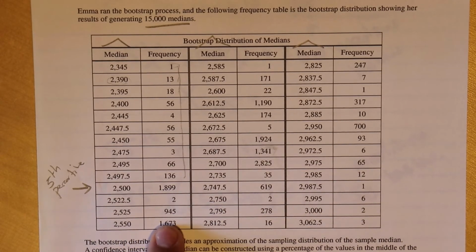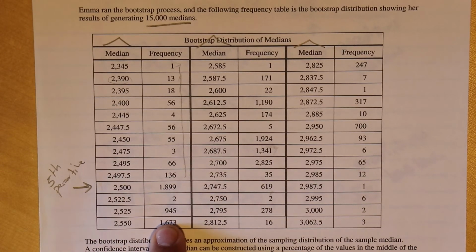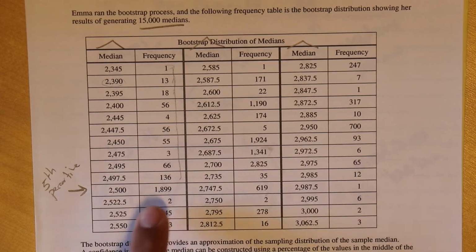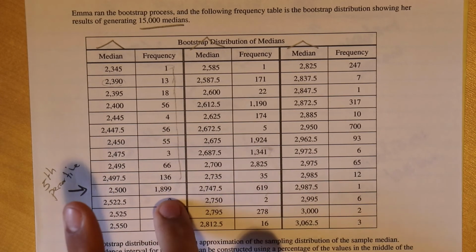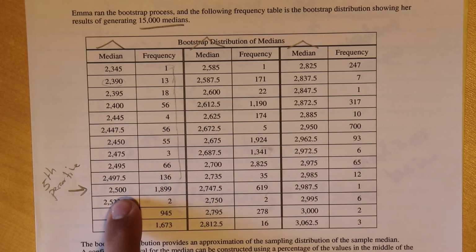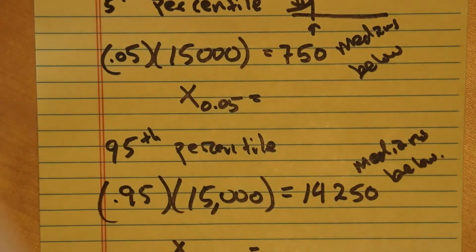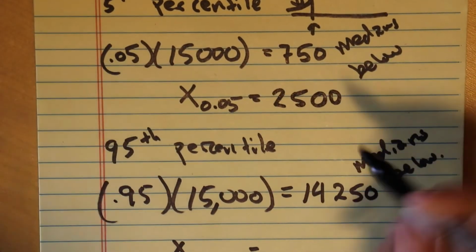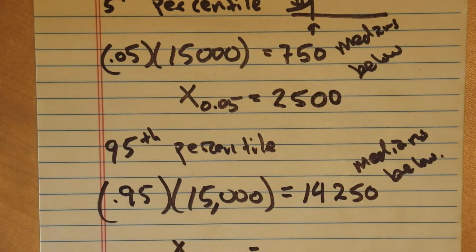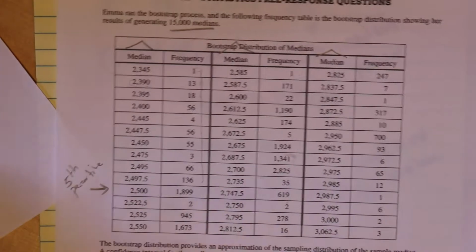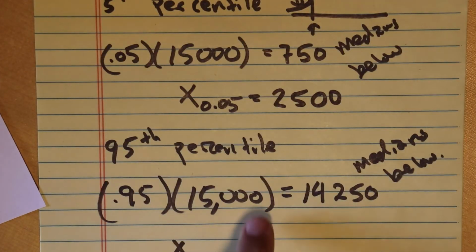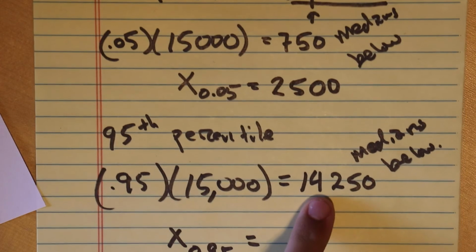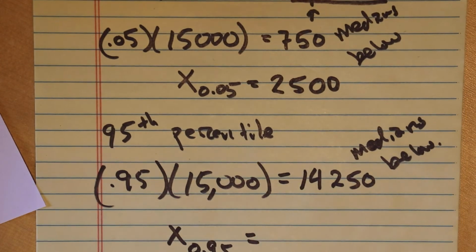Because if I go beyond it, it's certainly not the 5th percentile. So I'm just going to say that 2,500 is the closest thing that I have to a 5th percentile for this approximate sampling distribution. So my 5th percentile is 2,500. And my 95th percentile is the place where 14,000 medians are below it.